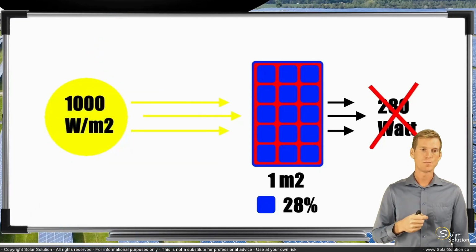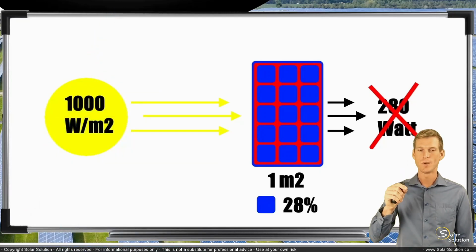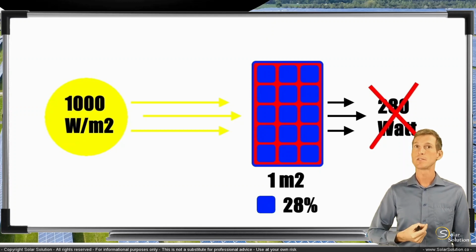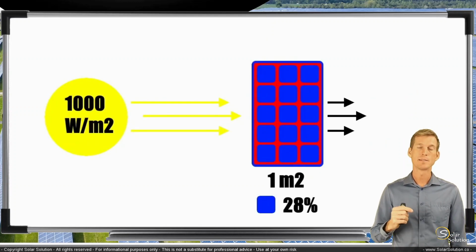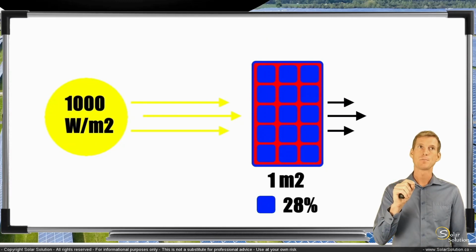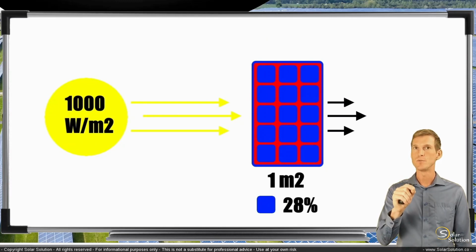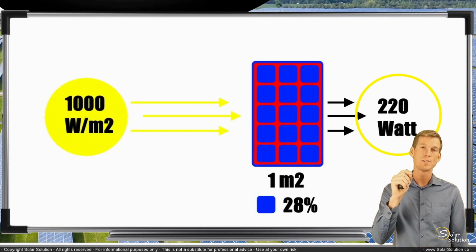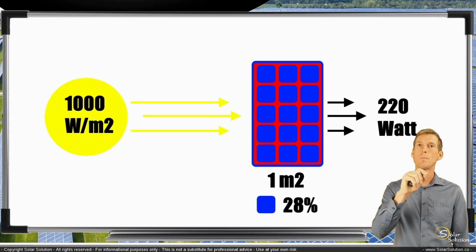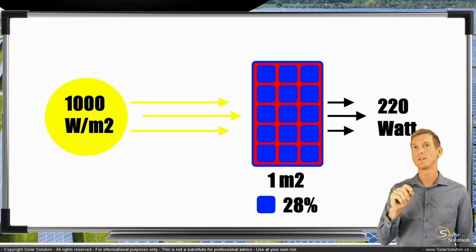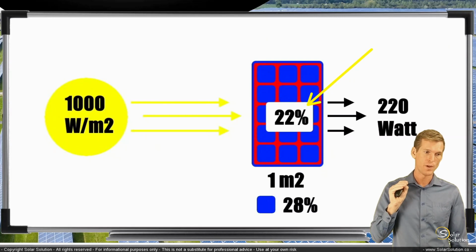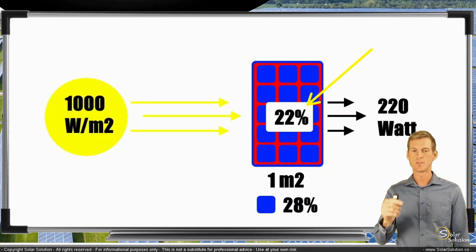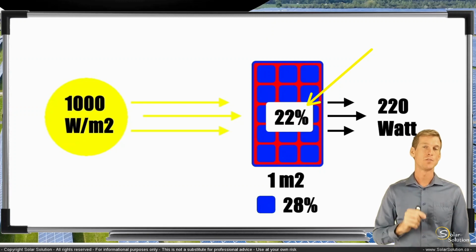So we know for sure that this module will produce less than 280 watts. And just for the purpose of this exercise, let's assume a value. So let's assume that instead of the 280 watts, this panel under the given conditions will produce for you 220 watts of electrical output. So this means that this module, this panel, has an overall module efficiency of 22%. Right? You're putting 1000 watts of solar power into the panel and you're getting 220 watts out of it. So the module efficiency is 22%.